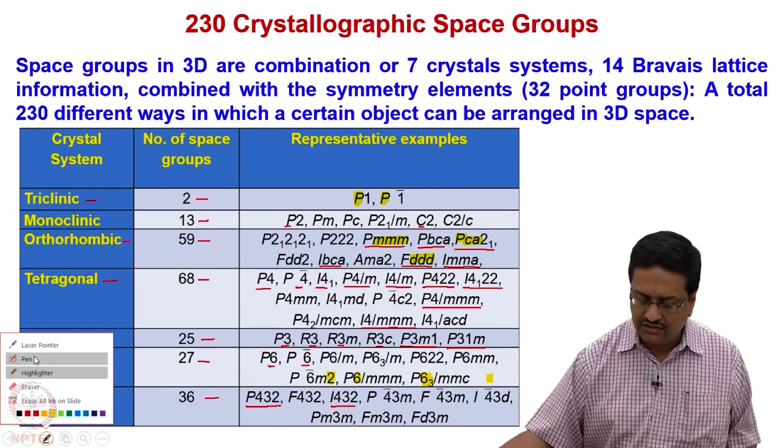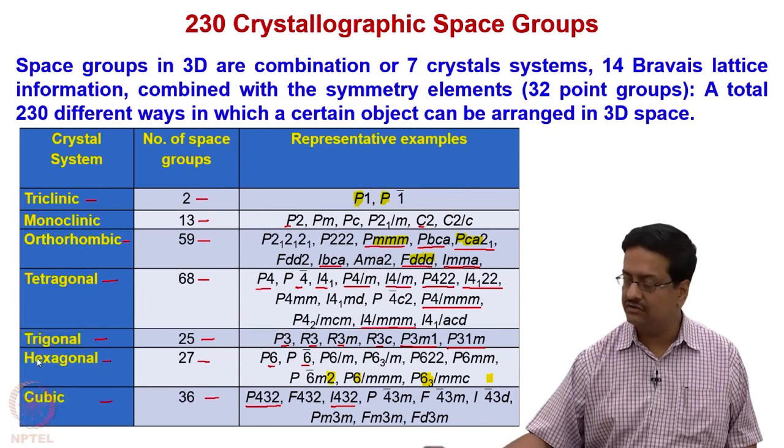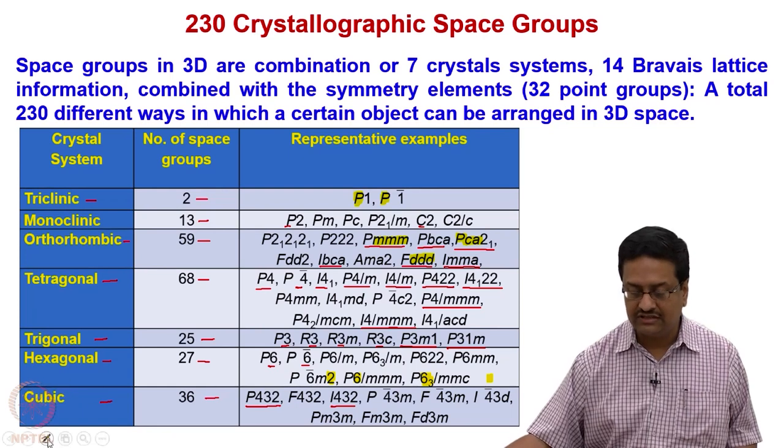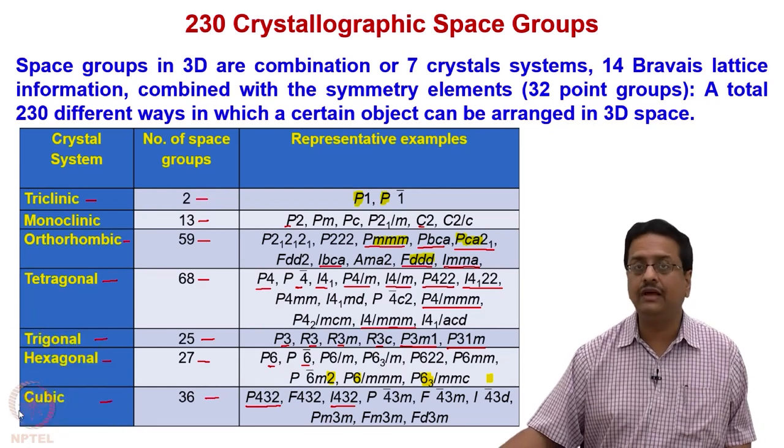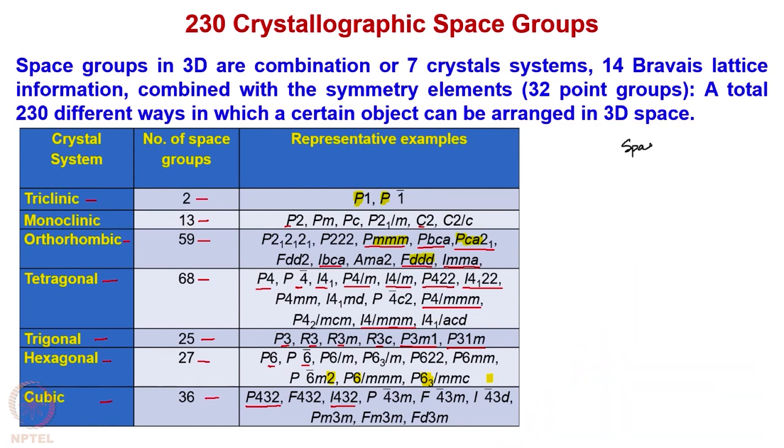At this point, I would also like to indicate that the crystallographic space groups can be subdivided in a few ways. These space groups can be divided into two major divisions, centric or centrosymmetric, and non-centric or non-centrosymmetric space groups. Centric space groups will have an inversion center I, and non-centric ones will not have an inversion center.